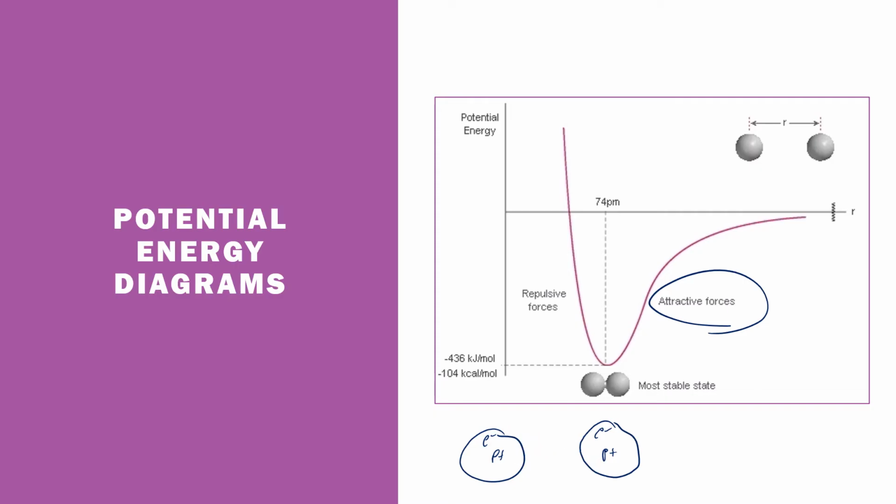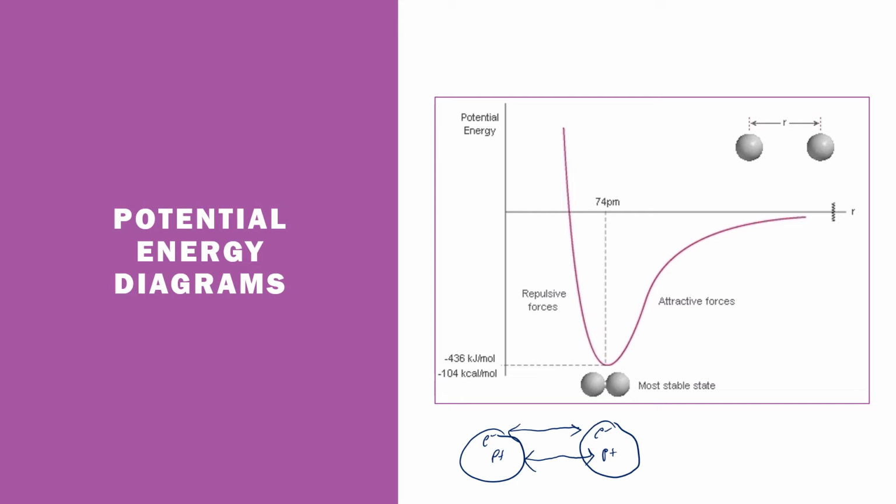But the electrons are repelling each other. And if they get close enough, the nuclei, the protons in the nucleus, repel each other. So those are the repulsive forces. And they have to find a balance there. So there's a perfect distance where that happens to form the bond.